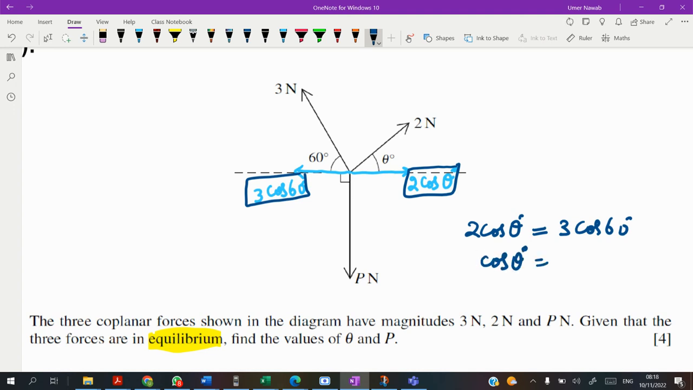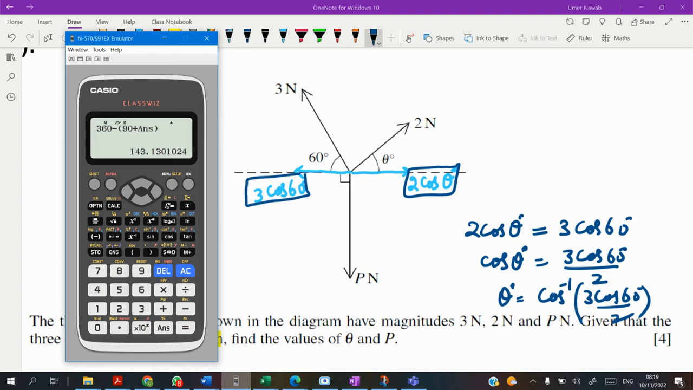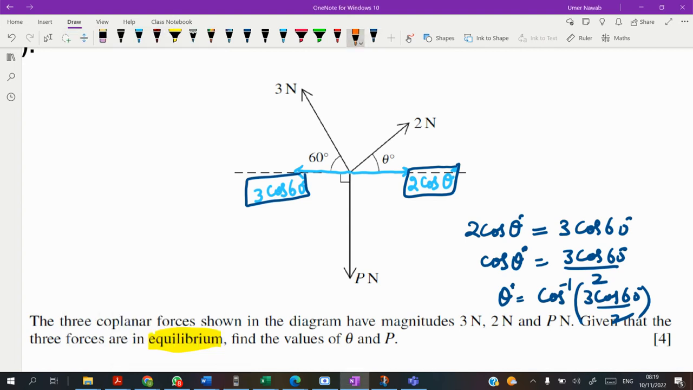So cosine of theta is equal to 3 cosine 60 divided by 2. Then theta is equal to shift cosine of 3 cosine 60 divided by 2. But I'll use the equation solver. Keep it in your mind, your theta is acute. Shift, 2 cosine x, close the bracket, equals 3 cosine 60, close the bracket, shift solve, and I'm going to get my answer 41.4. Yes, it looks like 41.4 because it is an acute angle. So theta is 41.4.